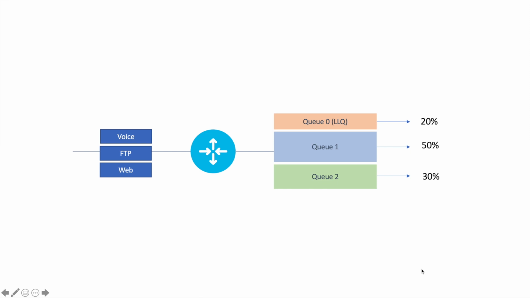As I said earlier in the previous video, we need to have a bandwidth configuration command, which right now we configure as 10 megabits per second. So then we can use that 10 megabits per second to calculate the bandwidth percentage for each of the queues. So let's see how to configure it.